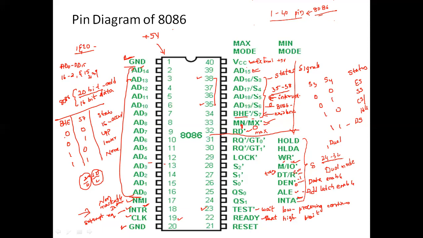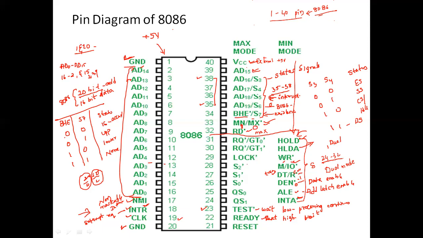And hold and hold acknowledgement. Hold, in the sense, when an external device enables this pin, then the processor stops accessing the buses immediately. Acknowledge, in the sense, this pin is used to respond to the hold request. When the hold request has come, it gives an acknowledgement signal for that request. So that is the purpose of hold and hold acknowledgement.